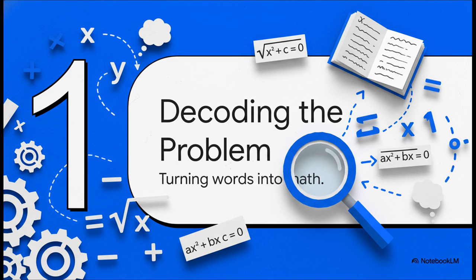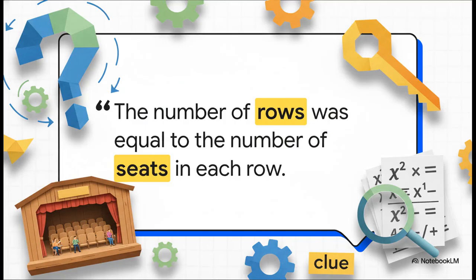Okay, first things first. Honestly, the most important part of any word problem is just understanding what it's saying and translating it from English into the language of algebra. So let's pull out the most important bits of info. This sentence right here, this is the golden ticket. This is the key that unlocks the whole problem. It tells us that in the beginning, everything was perfectly symmetrical. The number of rows was the exact same as the number of seats in every single row. This is our starting point.